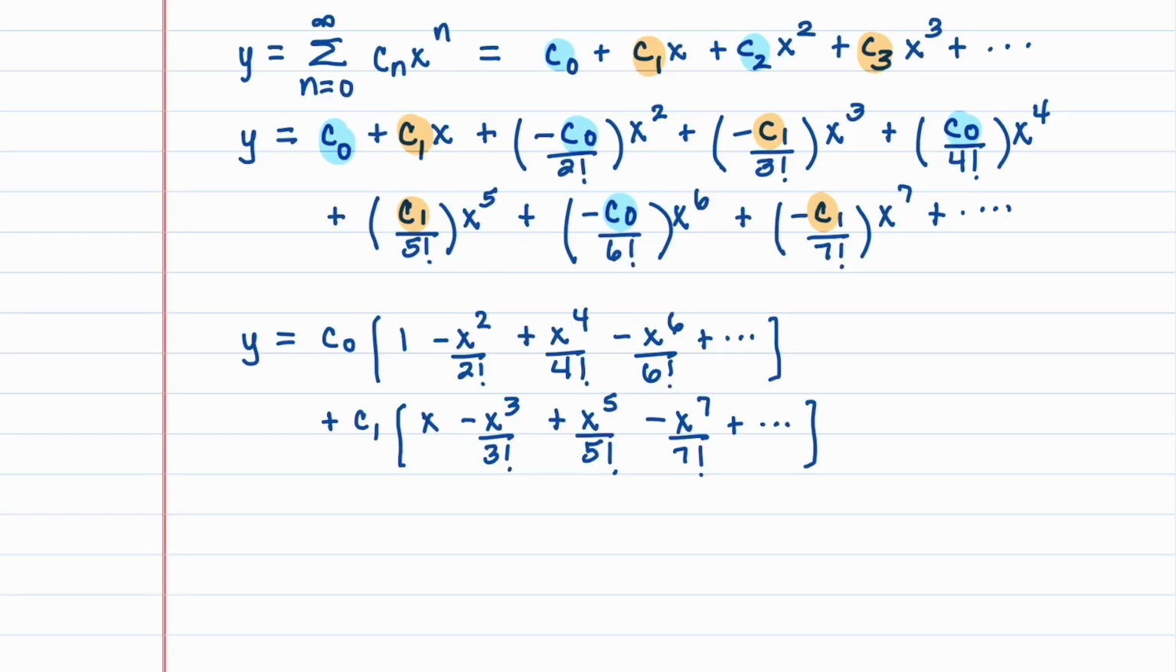It makes sense that our solution has two constants in it, C0 and C1, because we're solving a second-order differential equation, and it will always have two arbitrary constants in the general solution.